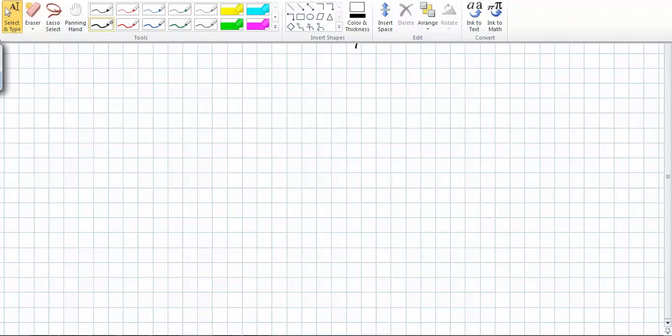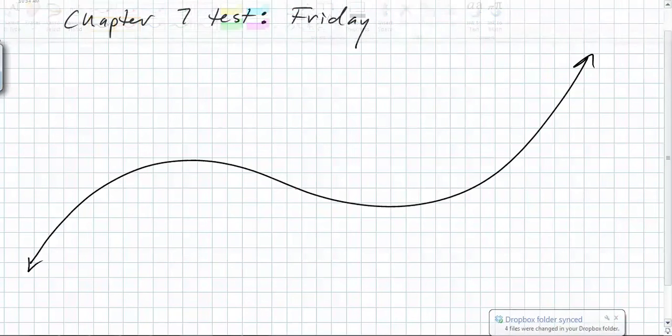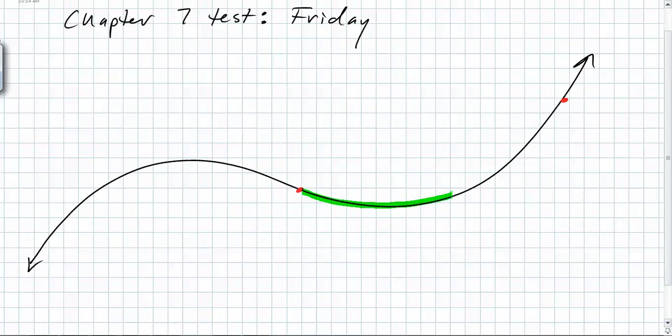So we're going to have a curve, and you're going to have a point, say, right here, and a second point, say, right there. What we're going to figure out is the length of the curve from that first point to the second point.